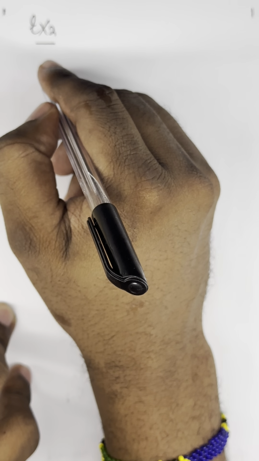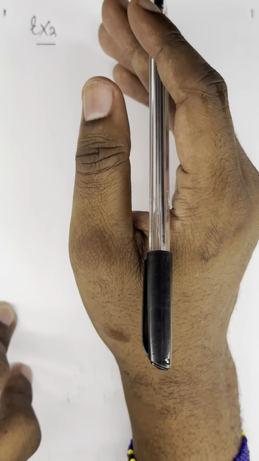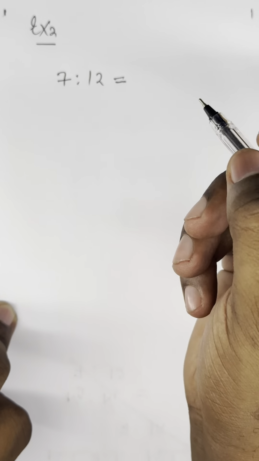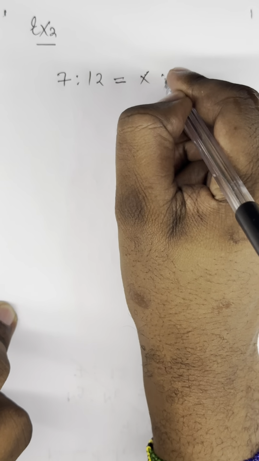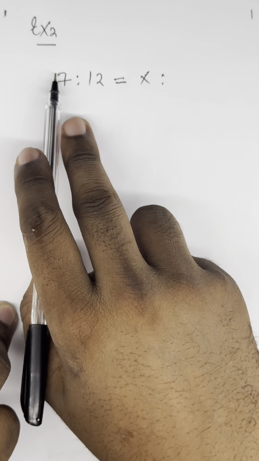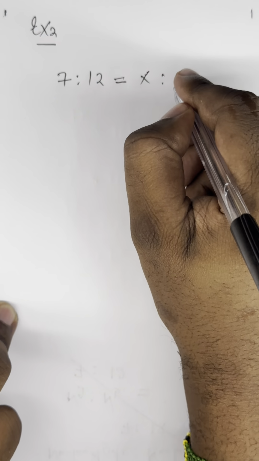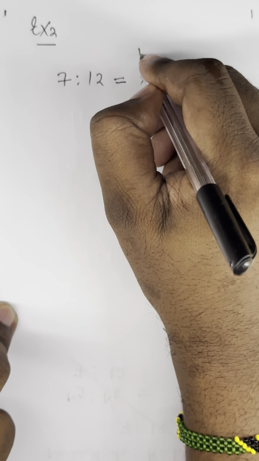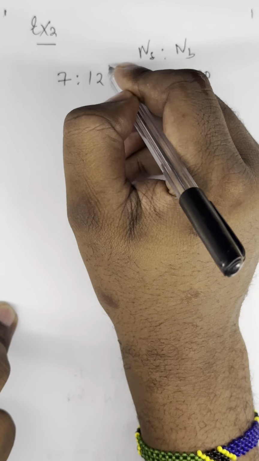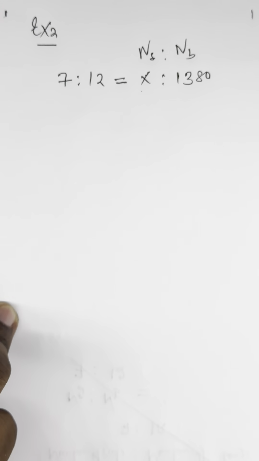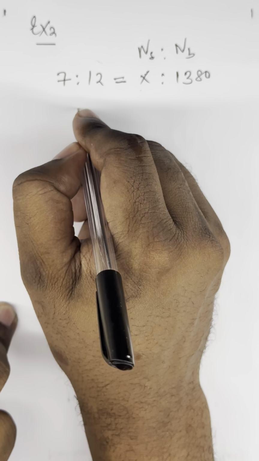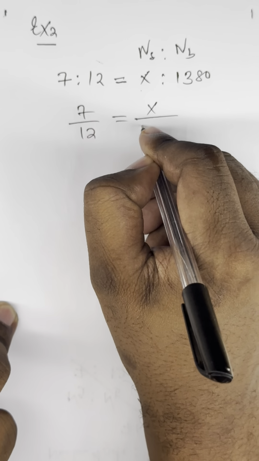We have been given the ratio of the girls and boys at that school, which is 7:12. We have the whole number for the boys, 1,380, but we don't have it for the girls, so we call it X. These are the ratio we got at the beginning of the question. Now put this in terms of fractions, so it will be 7/12 equals X over 1,380.